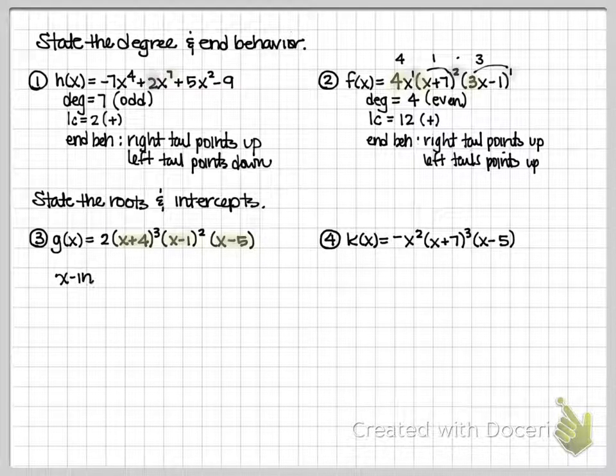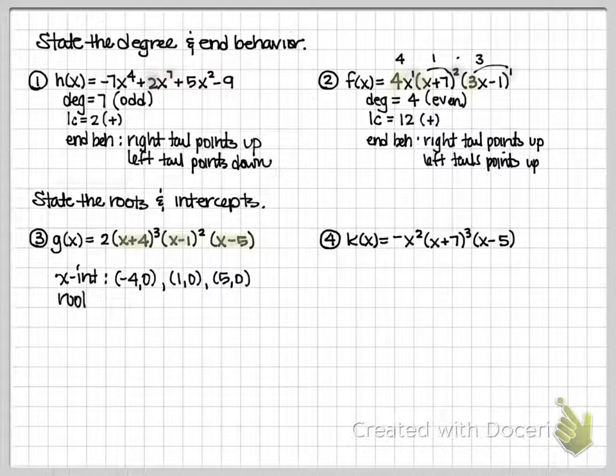Now, as a reminder, x-intercepts are always written as points. So for the first one, that would be -4, so whatever makes the first set of parentheses 0, comma 0, and then 1, comma 0, and then 5, comma 0. Okay, x-intercepts written as points, done.